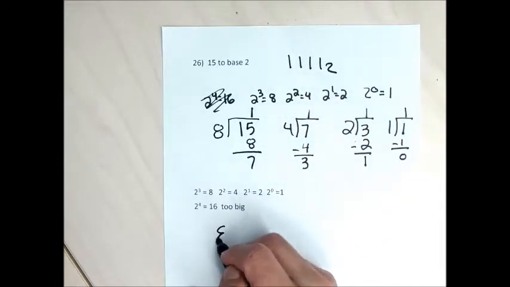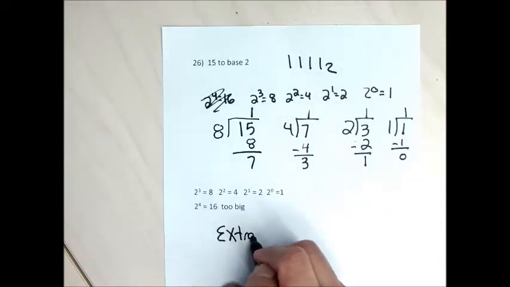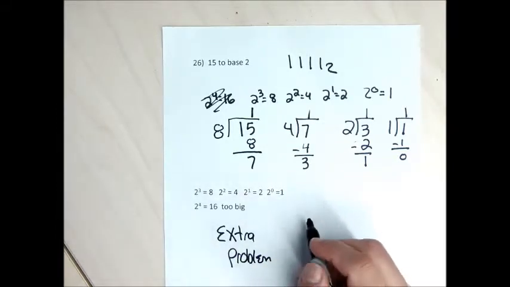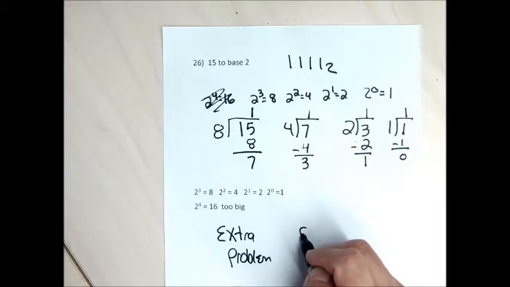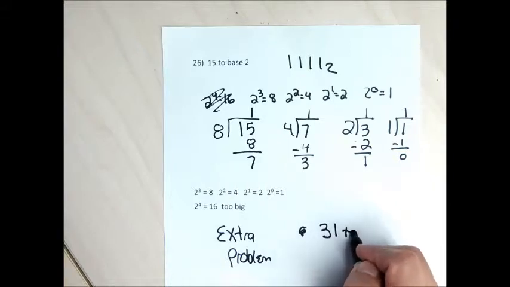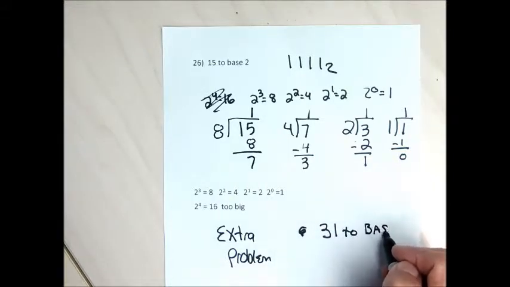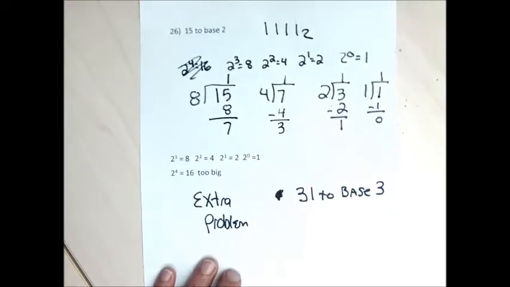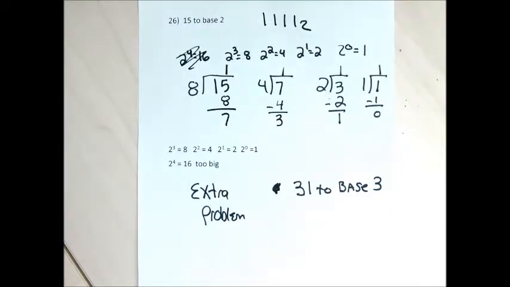Let me make up an extra problem. I want something with a 0 because sometimes on the test I get a 0. And I bet you if I change, how about 31 to base 3. I think that's going to have some zeros in the computation. I want to make sure to do one with a 0 in the computation. So how would I change 31 to base 3?